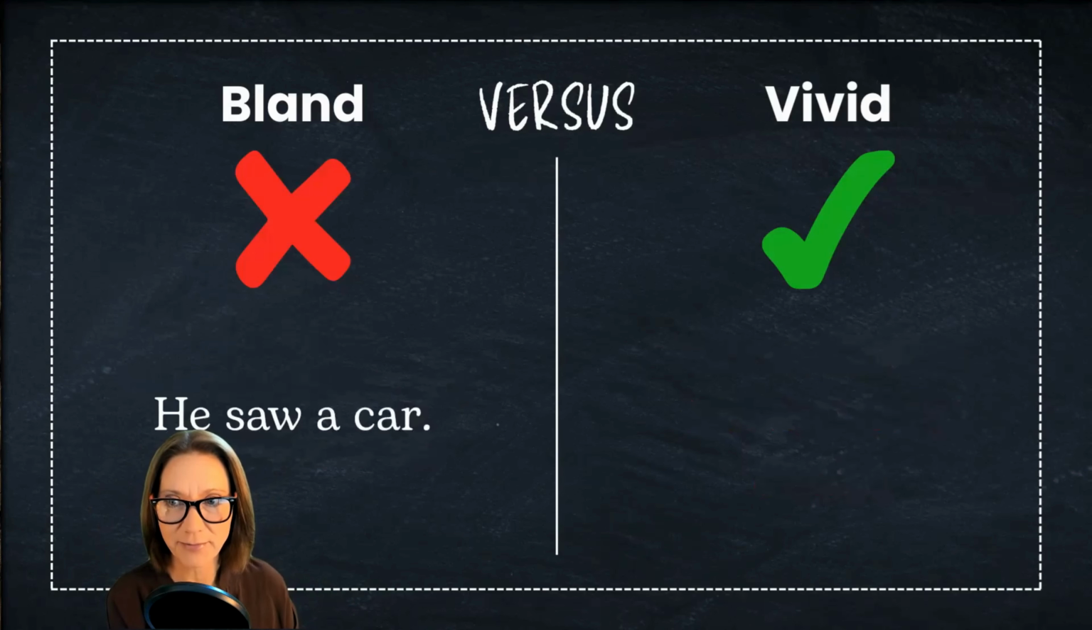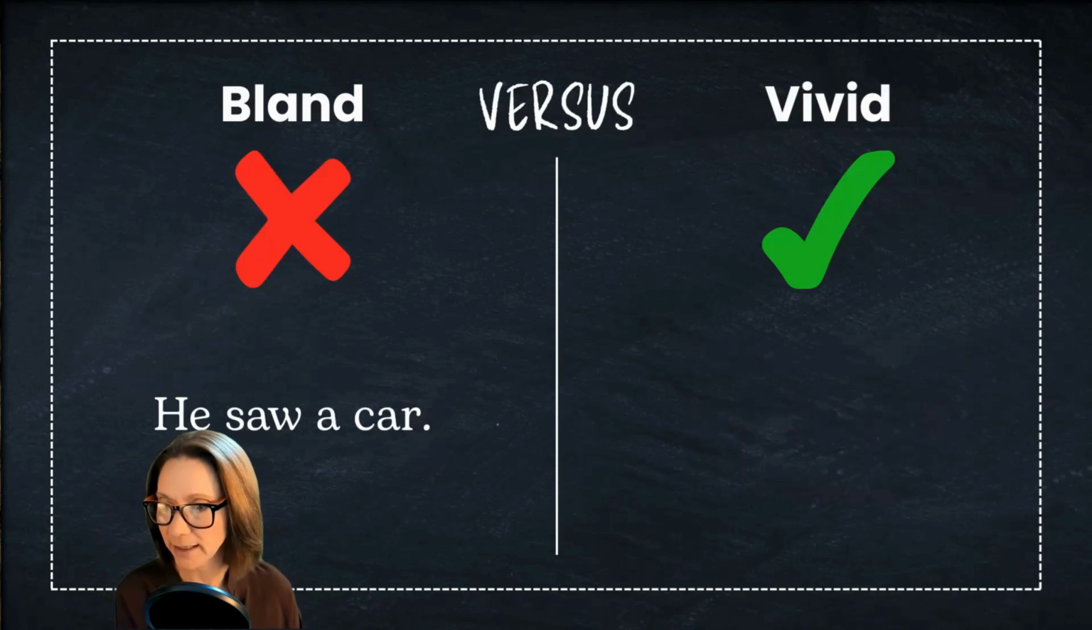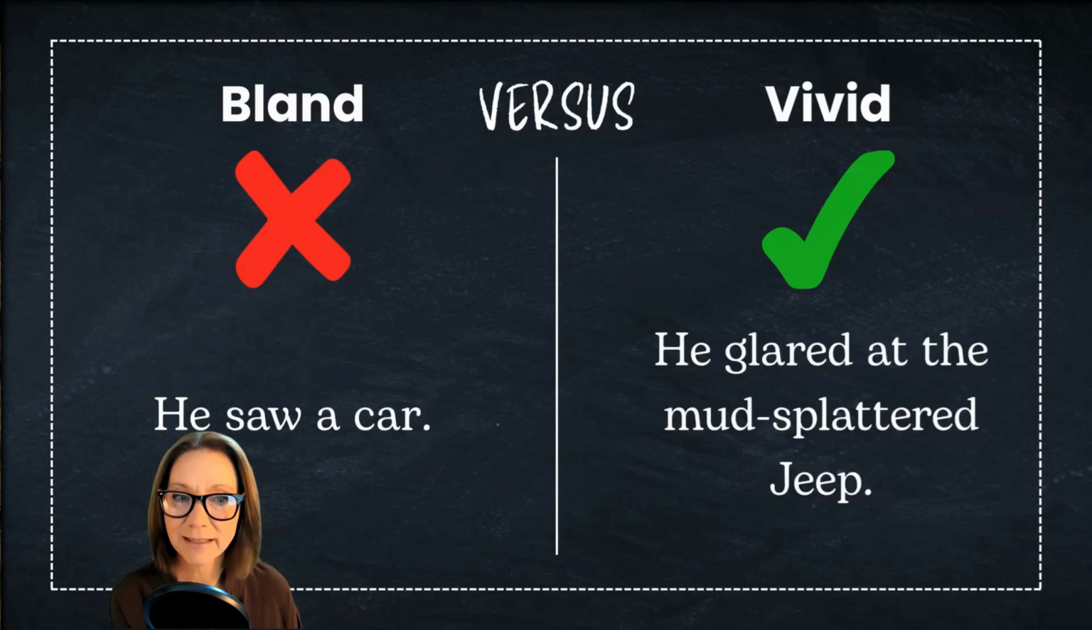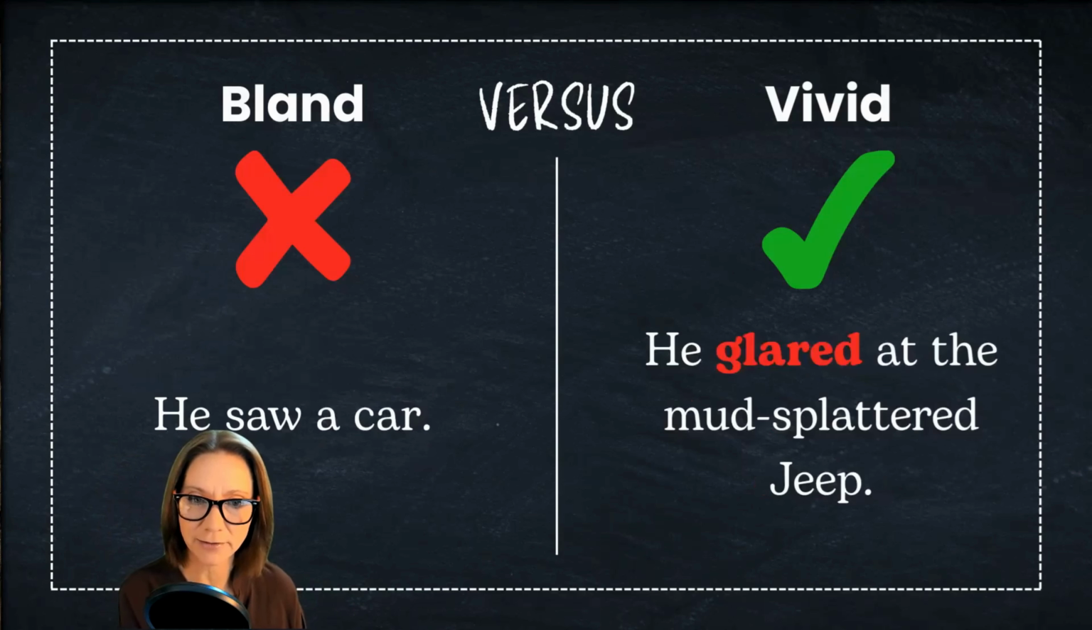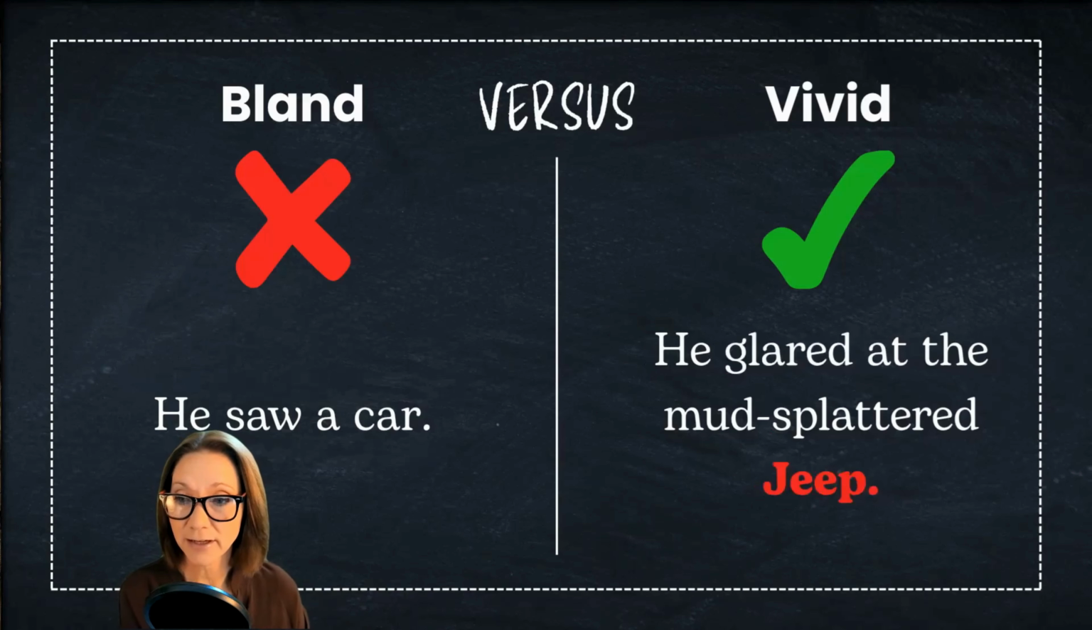Let's try another one. He saw a car. Again, super bland all the way around. He glared at the mud-splattered Jeep. A lot going on here. First is glared. So that is your strong verb there that makes us think that he is a little suspicious or something. And he is glaring at a Jeep. So it's a specific type of car. So that's your specific noun.